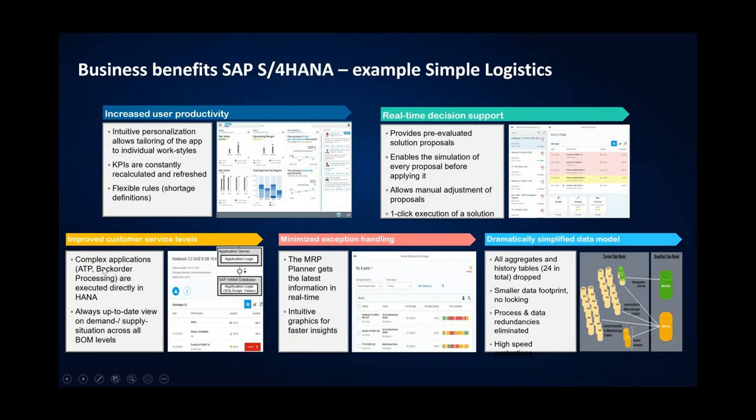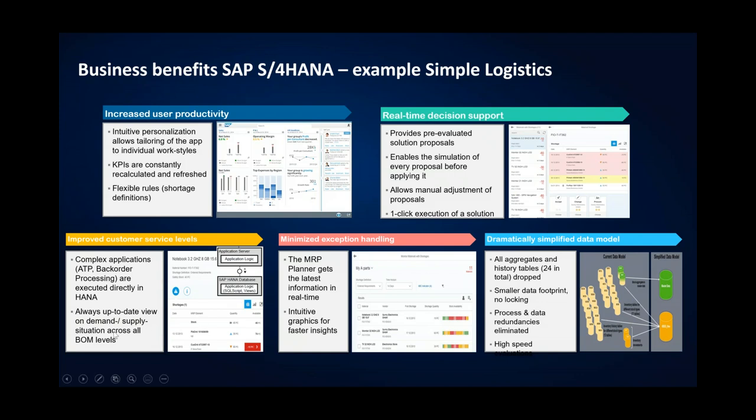There used to be something called backorder processing. Backorder processing is a functionality in the SD module which allows you to reschedule your orders based upon some parameters. You could never run that program in real time. In 20 years of my SAP work, we never ran this backorder processing program in real time. It was always run in the background because it takes so many data points. Now you can do it in real time.